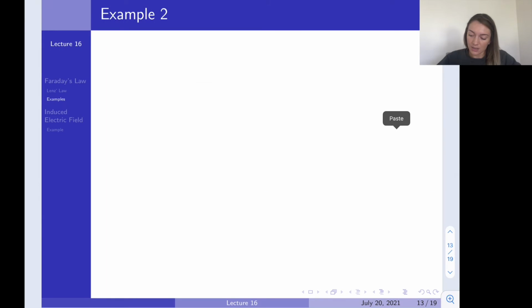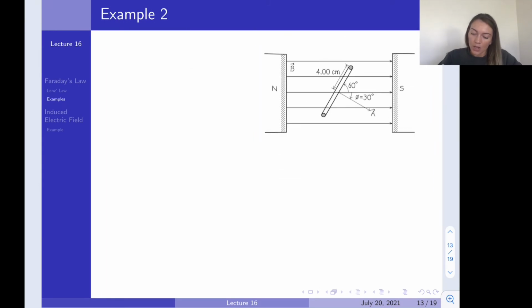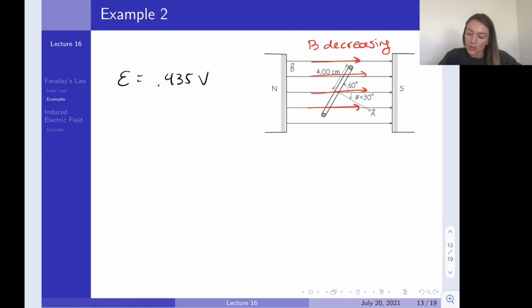Now let's find the direction. We said that the magnetic field was decreasing. So that means that B is getting less strong. So B is decreasing. And let me just write, we had E equal to 0.435 volts. So if B is decreasing, that means it's going to want to induce an EMF to supplement that changing magnetic field. We're going to want to keep our magnetic field as strong as it previously was. So it's going to want to induce a magnetic field that's in the rightward direction.